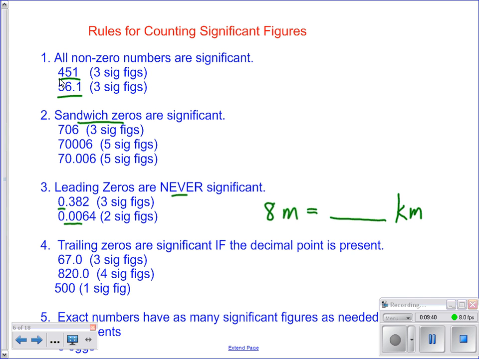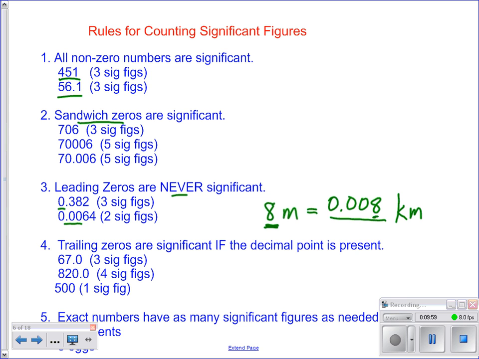How many meters are in a kilometer? 1,000. So think about what you do. It ends up being 0.008, right? Everybody agree on that? So in this case right here, you guys can easily look at that and say, yeah, there's one significant figure.